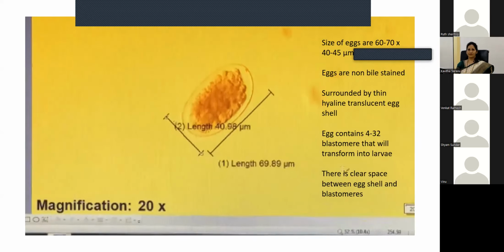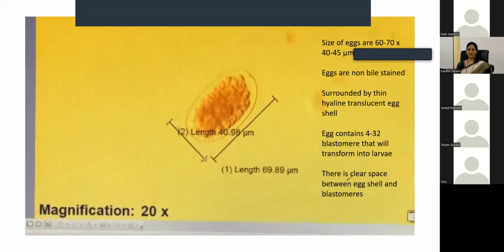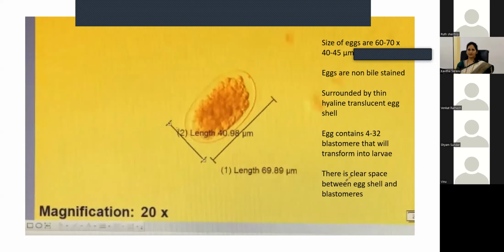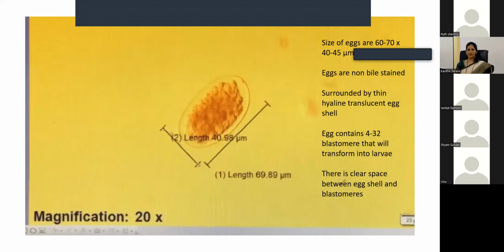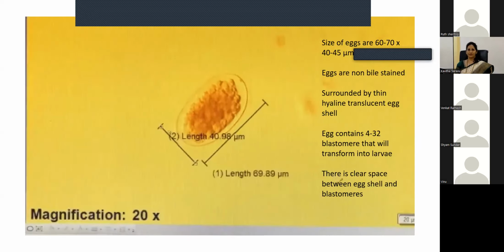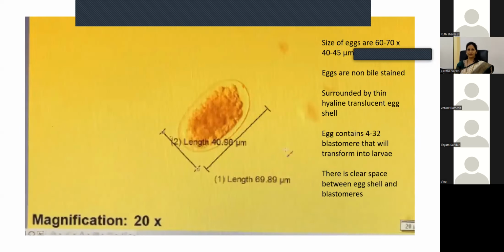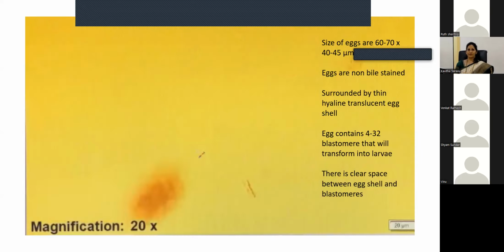On the basis of X, as I already told you, you cannot differentiate between the species. For that reason, you need to do coproculture of the stool specimen to differentiate between the species. The sample of the culture should be incubated and examined for the larva after 2 to 3 days under the microscope. Okay.